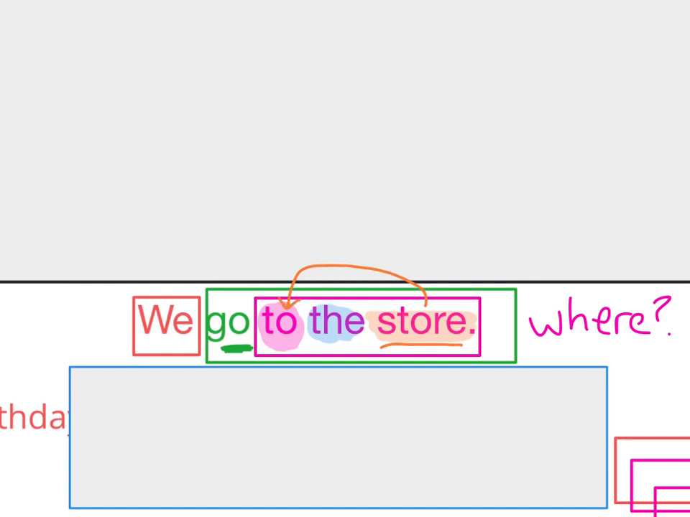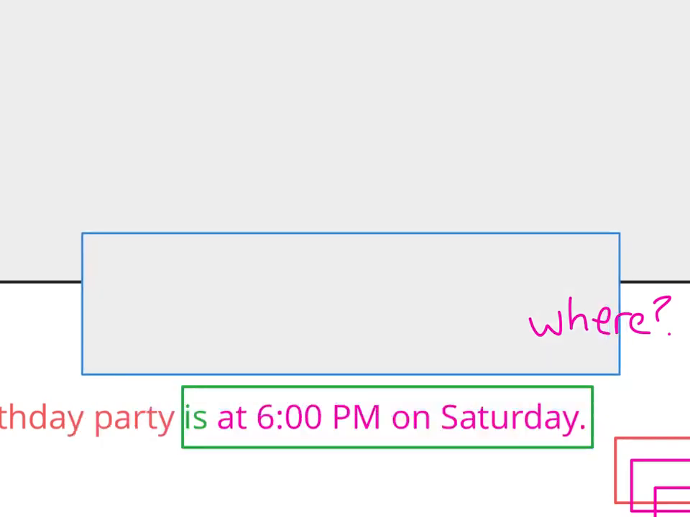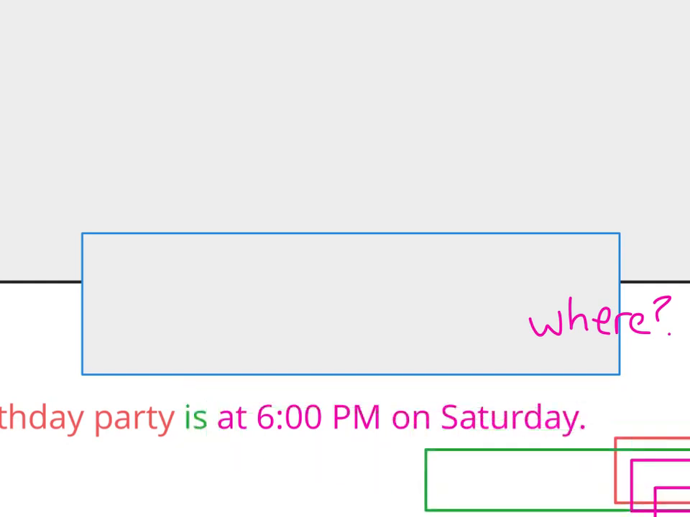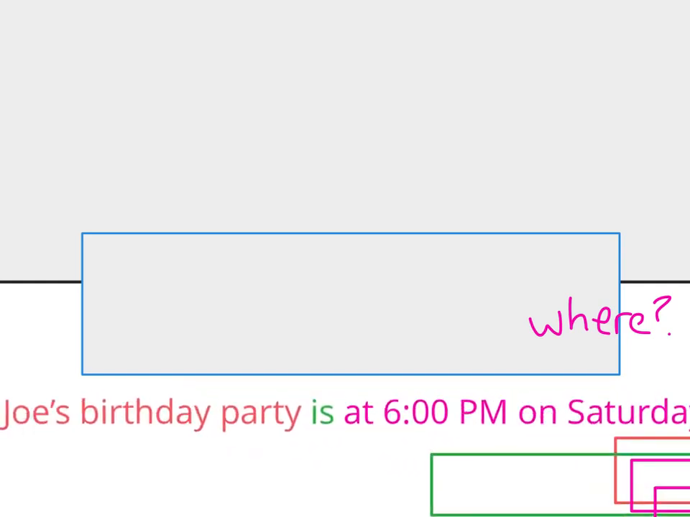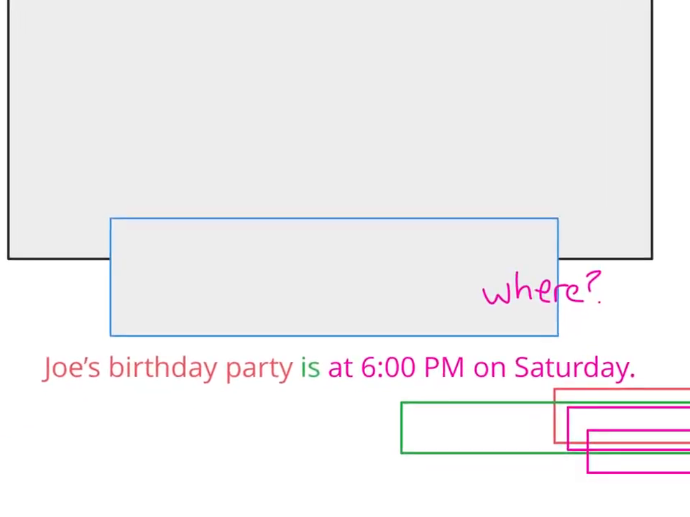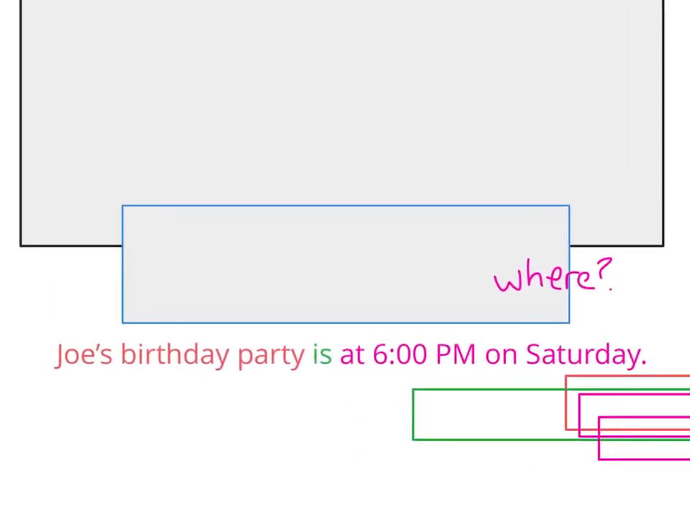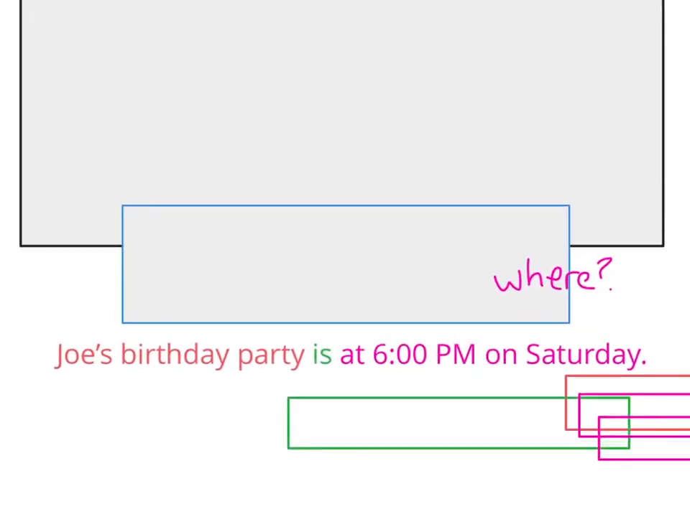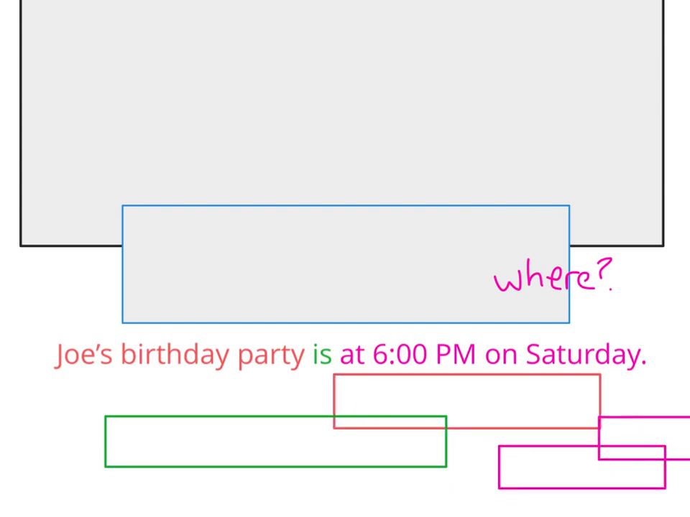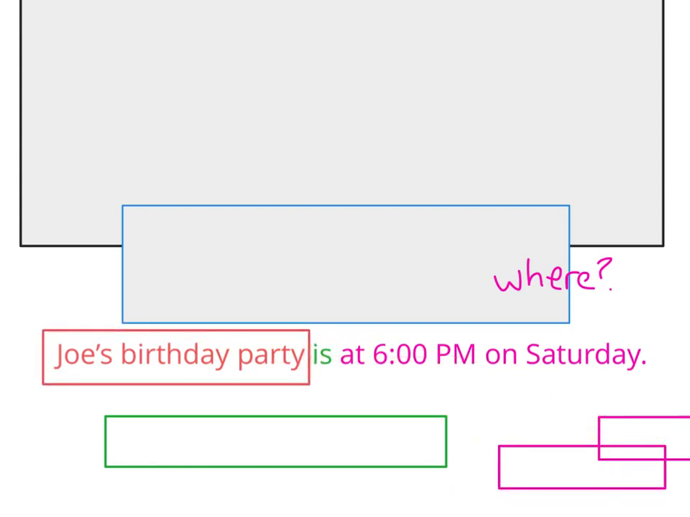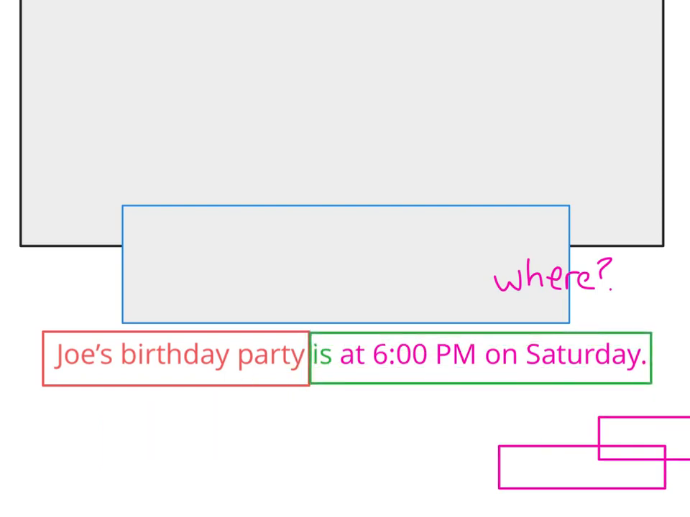All right, now we're going to go to our last sentence. All right, this one says, Joe's birthday party is at 6:00 p.m. on Saturday. So let's see what we have. Who is this sentence about? It's about Joe's birthday party. That's the subject of the sentence. Now our verb is just the word is. That is the first word of the whole predicate, which is the whole rest of the sentence.